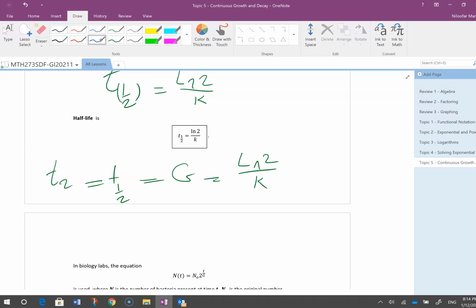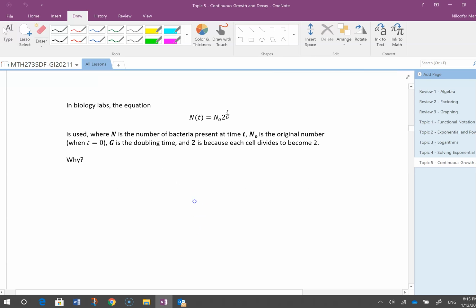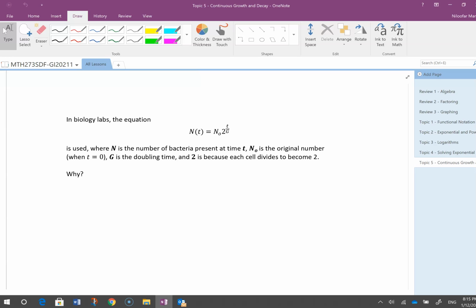Now I want to give you another formula. Look at this formula, this is a new formula. I see 2 here, and I see g. What is g? Let's see what's going on. N is the number of bacteria present at time t, n0 is the original number, and g is doubling time. So this is talking about growth, and 2 is just 2. But how do I get that?